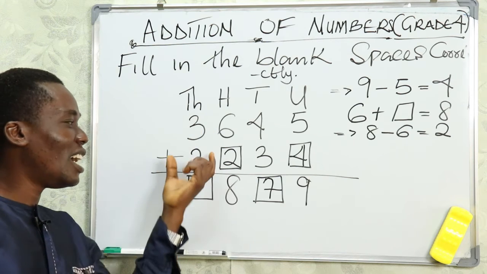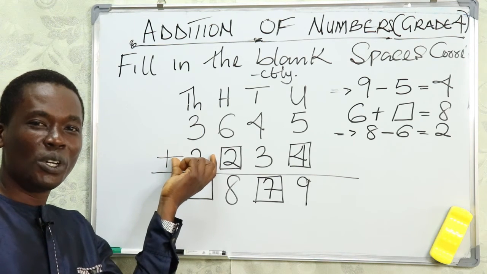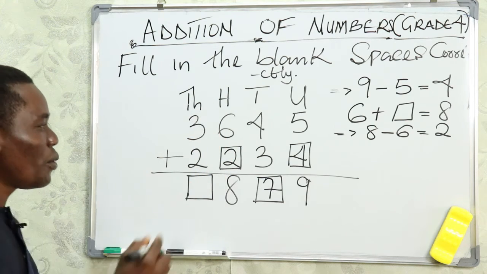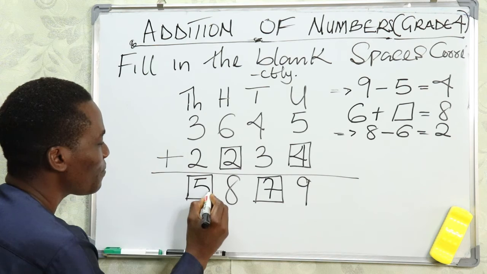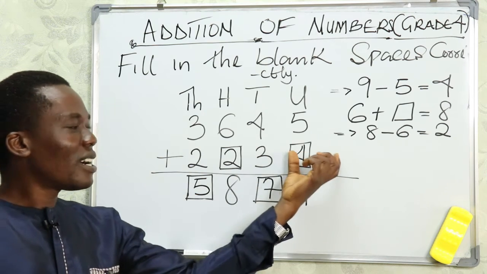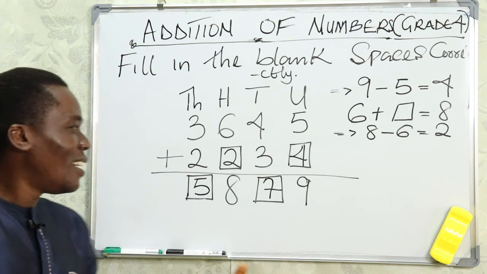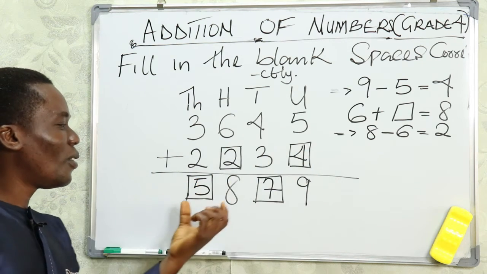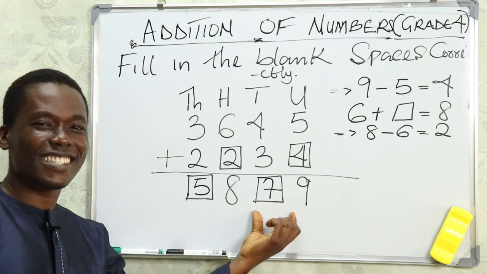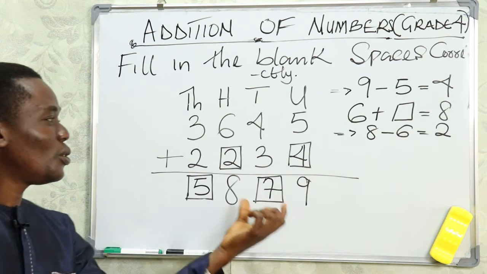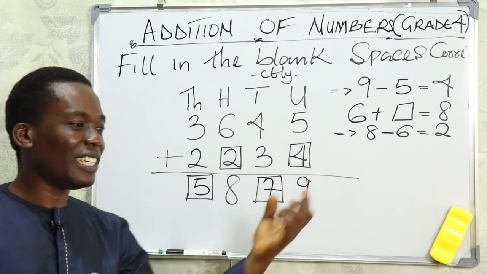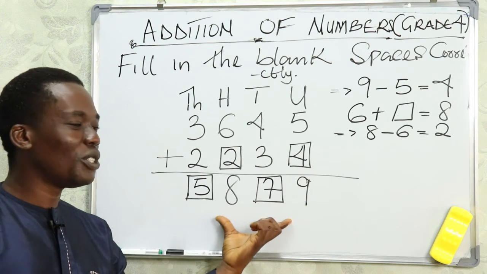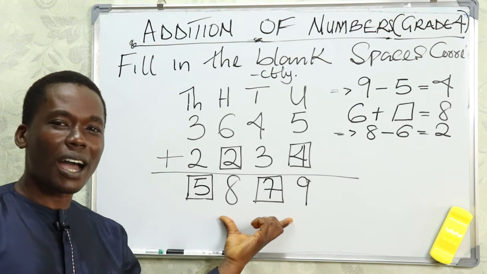We have 3, and you're asked to add what? 2. Now you have 3, 4, and what? And 5. That will give you what? 5. So you see, the blank spaces are filled up. Very great students you are. This is 2, this is 4, this is 5, and this is 7. So if your teacher asks you to fill in blank spaces like this, take it easy the way we've done it, and you are going to get your result accurately.